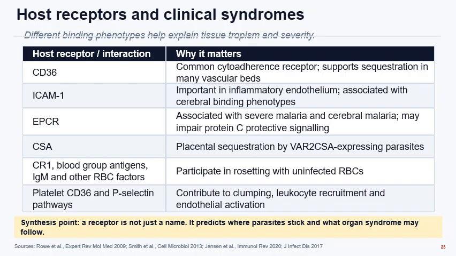Chondroitin sulfate A explains placental sequestration by VAR2CSA expressing parasites. CR1, blood group antigens, and other red cell factors also participate in rosetting. So it is important for you to remember that parasite ligands, when added to host receptor, produce an adhesion phenotype, and the adhesion phenotype contributes to the tissue tropism and severity of malaria.